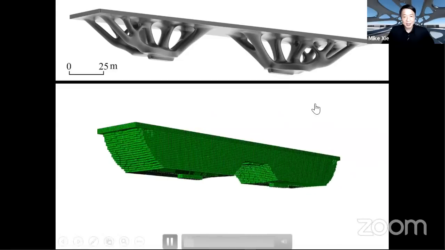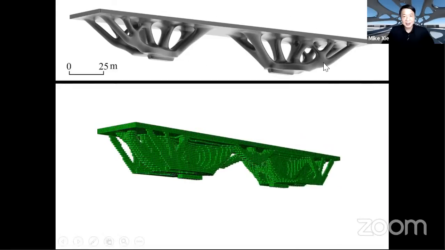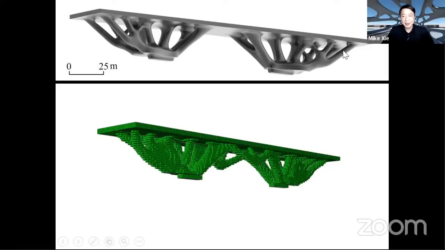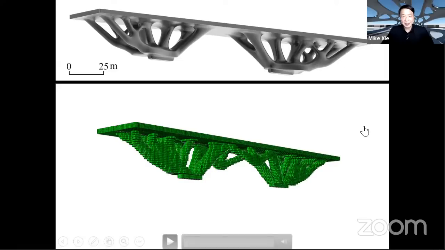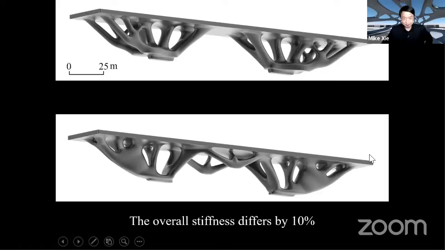So that's what we have done. We look at the existing design. Any material which already appeared in the design will be penalized artificially in the algorithm. So we will get a different design by not changing anything in the loading and boundary condition. These two designs look considerably different, and their structure performance are not much different. It's only different by 10%.